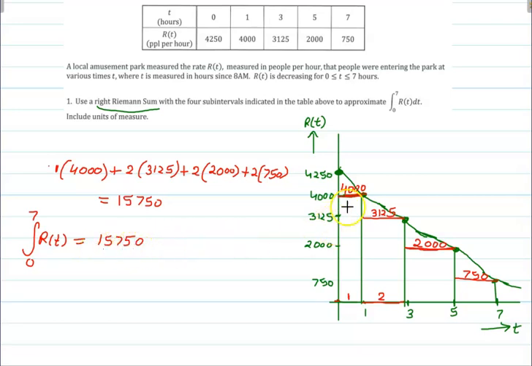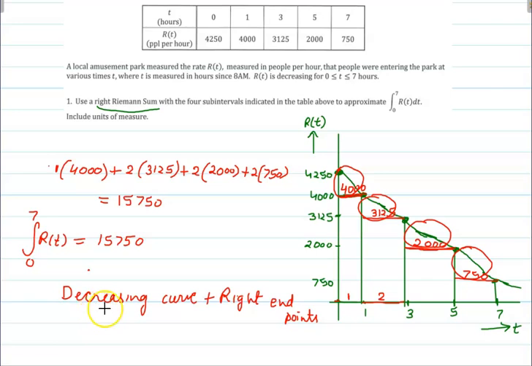Now let us see whether this is an underestimation or overestimation. We can see that this value doesn't give all the area under this curve. These small areas are still left behind. These small triangles, this area is still left behind, which is not included. So this is definitely an underestimate. This value 15,750 is less than the actual area under the curve. So whenever we use the right end points for a decreasing curve, it always gives you an underestimate.